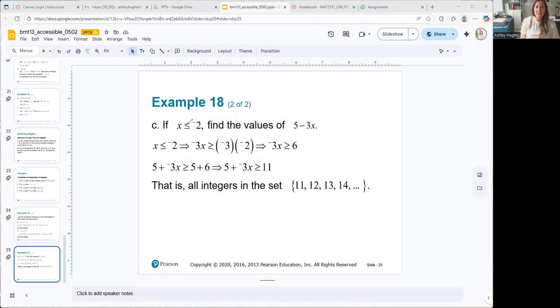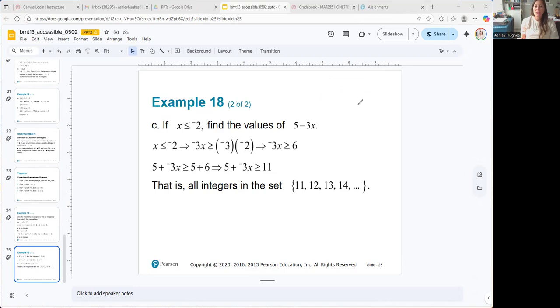So this says if x is less than or equal to -2, find the values of 5 minus 3x. Okay, so they are plugging in -2 here, right? So I'm 5 minus 3. I'm going to plug in a -2.